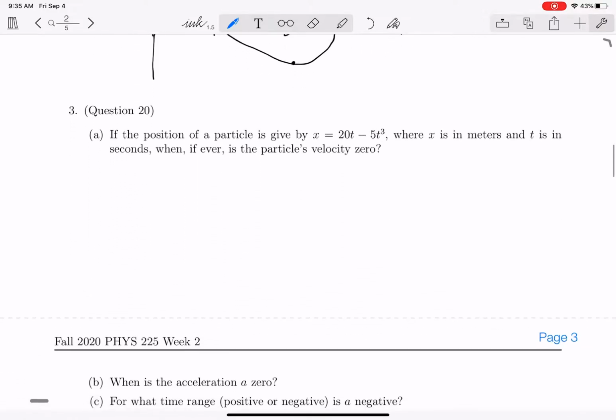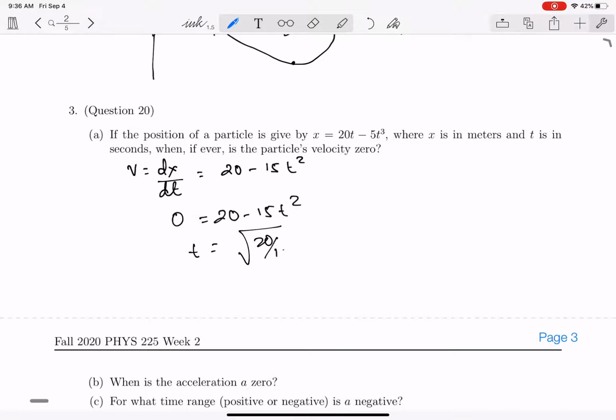All right, if the position of a particle is given by 20t minus 5t cubed, where x is in meters and t is in seconds, when, if ever, is the particle's velocity 0? First thing, you find the velocity, which is dx over dt. Take the derivative, so that gives you 20 minus 15t squared. When is the particle's velocity 0? You set that velocity to be 0: 20 minus 15t squared equals 0. So t is the square root of 20 divided by 15, which is 1.2 seconds.